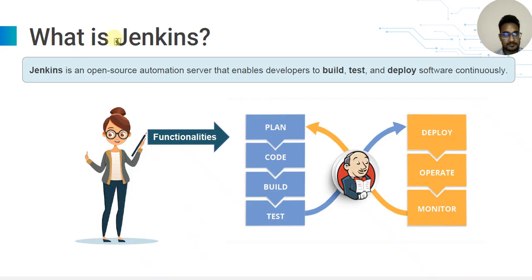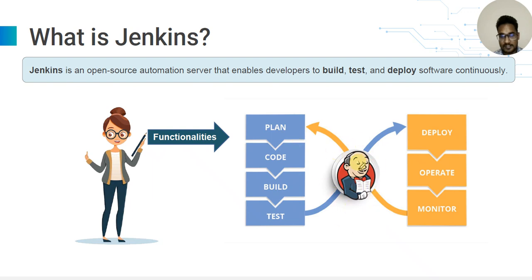What is Jenkins? Jenkins क्या है? Jenkins is an open source automation server. Jenkins एक open source automation server है that enables developers क्या करता है हमारा build, test and deploy software continuously. Jenkins एक ओपन सोर्स ऑटोमेशन सर्वर है जो कि डेवलपर बिल्ड टेस्ट एंड डिप्लॉय सॉफ्टवेयर कंटिन्यूसली करता है. ओके. दिस इज फंक्शनैलिटी इज Jenkins.